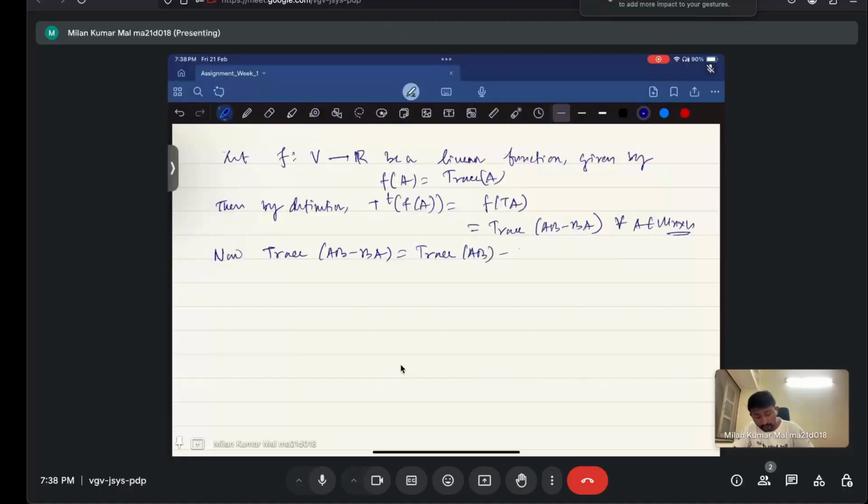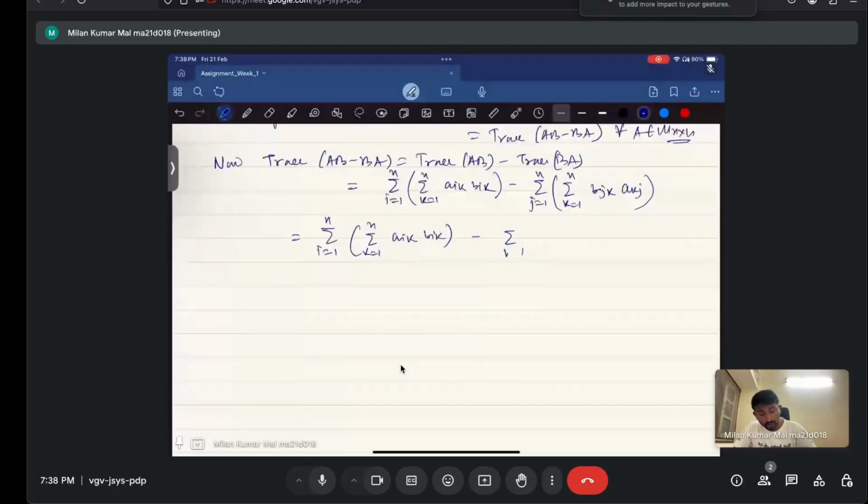So I will fix the first one and change the second expression. So this will be the sum over k equals 1 to n of a_ik b_ik minus, I will change the sum. This sum can be changed easily because here the total sum is of a finite number of terms. So this can be written as the summation over j equals 1 to n of b_jk a_kj, right?